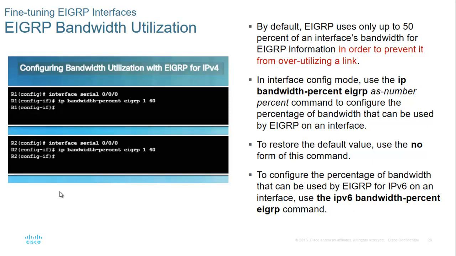By default, EIGRP uses only up to 50% of the interface bandwidth because it doesn't want to overutilize the link. You can use the command ip bandwidth-percent eigrp, then the autonomous system, and how much percentage of the bandwidth you want them to use.